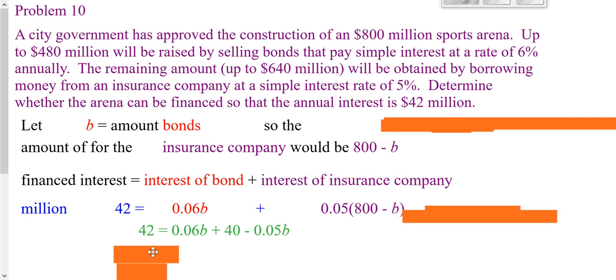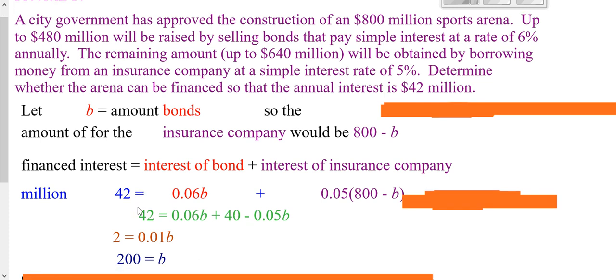Collect our like terms on the right-hand side of the B's, and then we solve it. And we get 200 million for our bonds. Then if B is 200, it'd be 800 minus 200, so it'd be 600 for the insurance company.